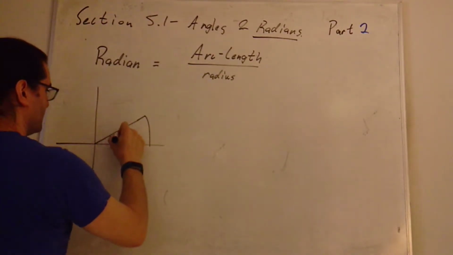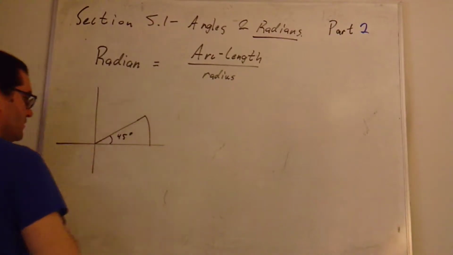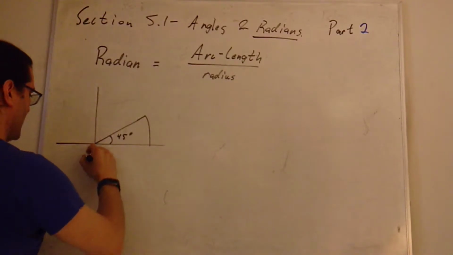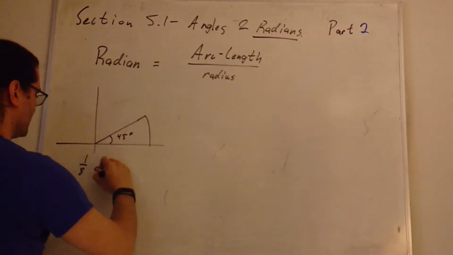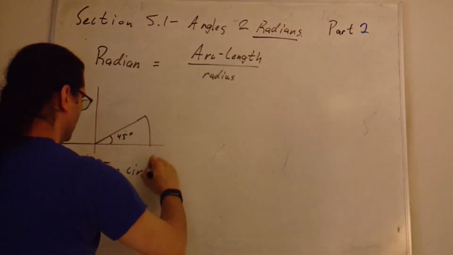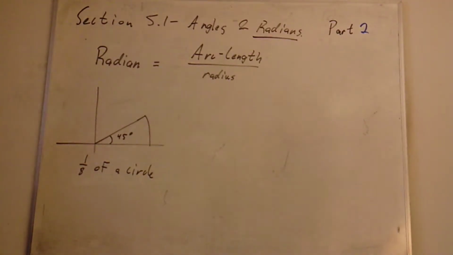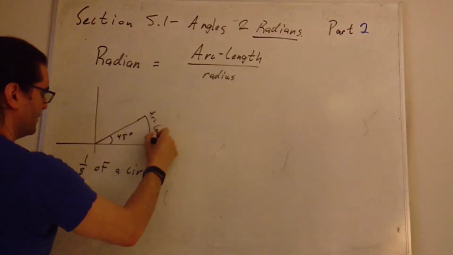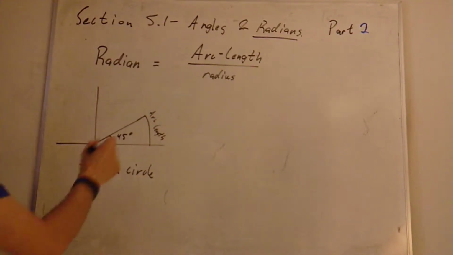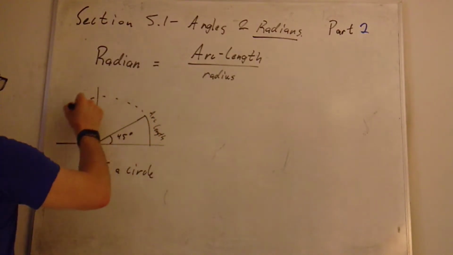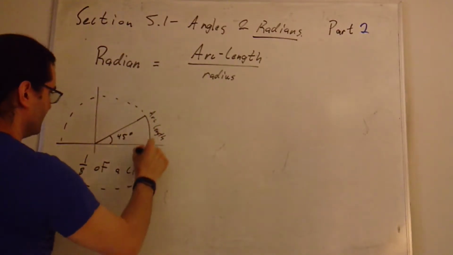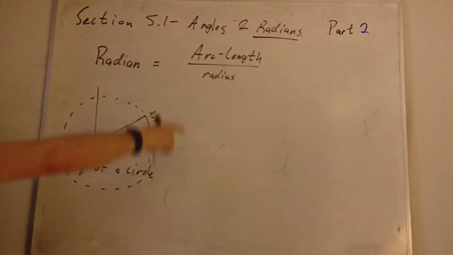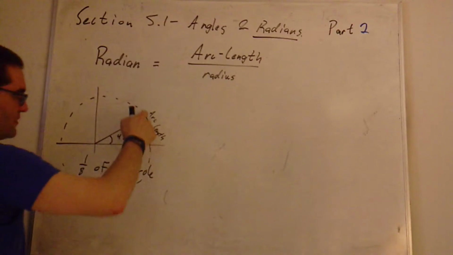So here I'll do a 45-degree angle. A 45-degree angle is 1/8 of a circle. So, if I want to find this arc length, I need to get the arc length for the full circle, which would be called the circumference, and then I just need to divide that by 8. 1/8 of the entire circumference should give me this arc length.